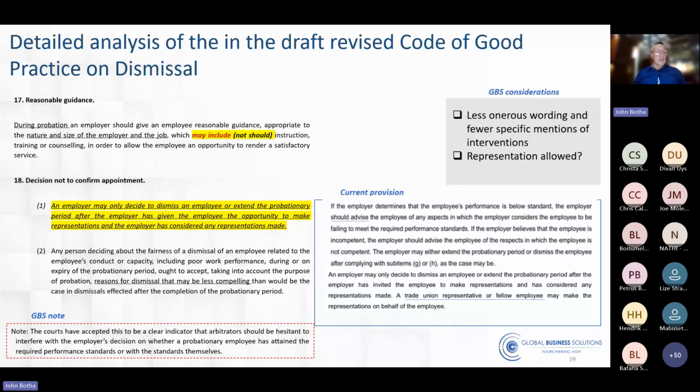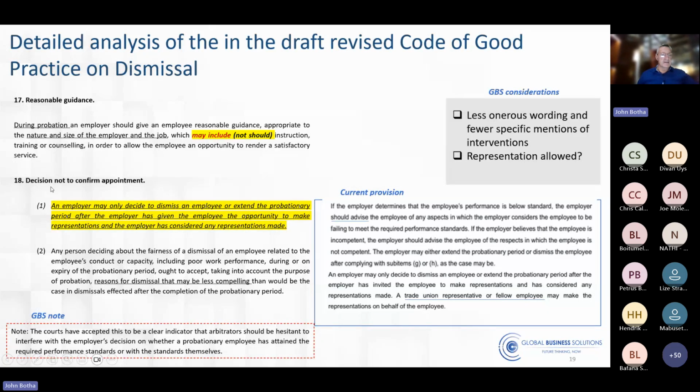Now, colleagues, when we take a look at probation, it says that during probation, you need to give reasonable guidance, okay, which may include, not should. You see, if you look at the bottom right-hand side, under probation currently, it says if the employer determines the employee's performance is below standard, you should advise the employee of those areas. And you should then allow the employee to make representations and have a trade union representative or fellow employee.